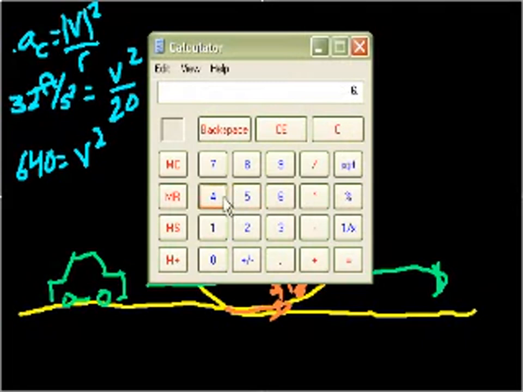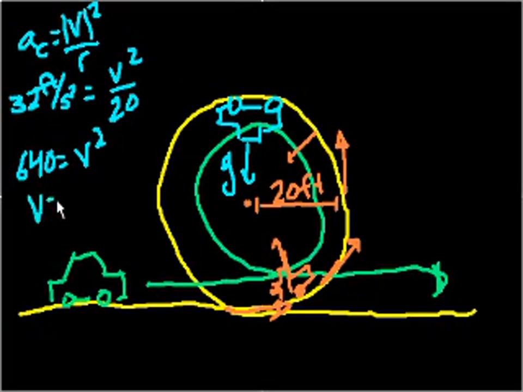And so 640 square root is 25.3. So the car has to be going 25.3 feet per second. So now I'll ask you a question. What happens if it's going at 20 feet per second?